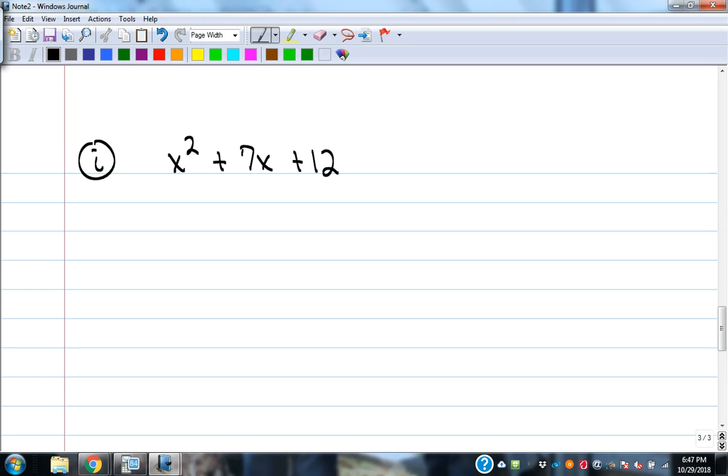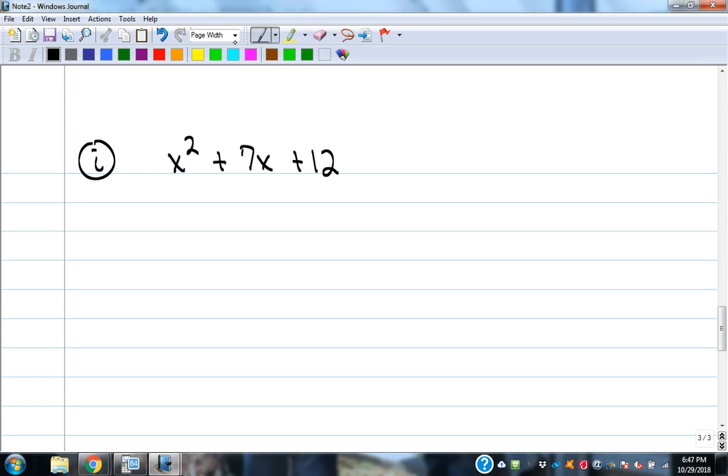X squared plus 7x plus 12. Okay. Is that in descending order? Yes. Is there a greatest common factor across the whole problem? No. Okay. How many terms are there? 3. So that tells me I'm going to use what method? The X method. So I'm going to teach you how to do that.